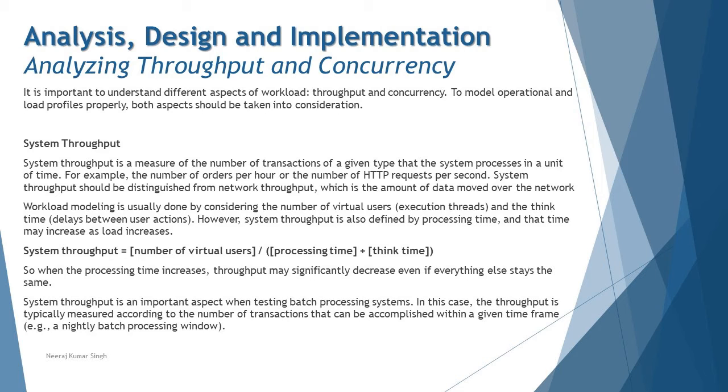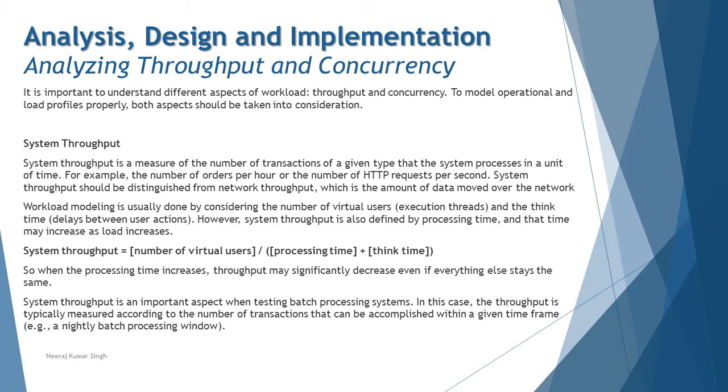Starting with system throughput, it basically deals with the number of transactions per unit time. System throughput is a measure of the number of transactions of a given type that the system processes in a unit of time. So it's like 50,000 transactions being placed in 1 hour on a particular server. It can be any application, and we just want to have a count of that. For example, the number of orders per hour or the number of HTTP requests per second. This is a quick example to understand what the count of throughput could be.